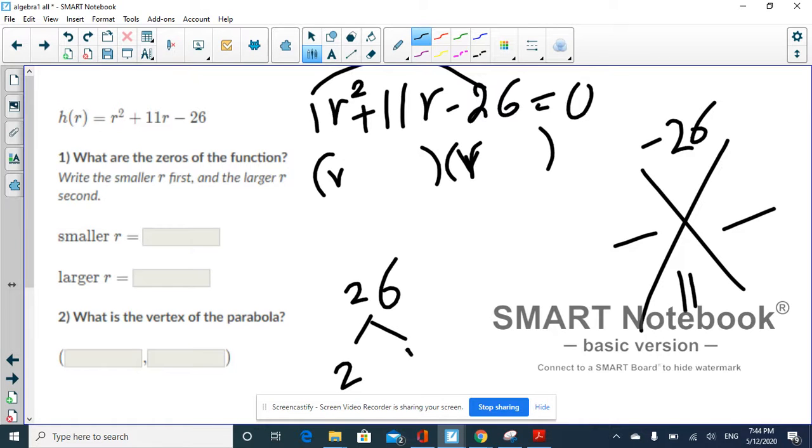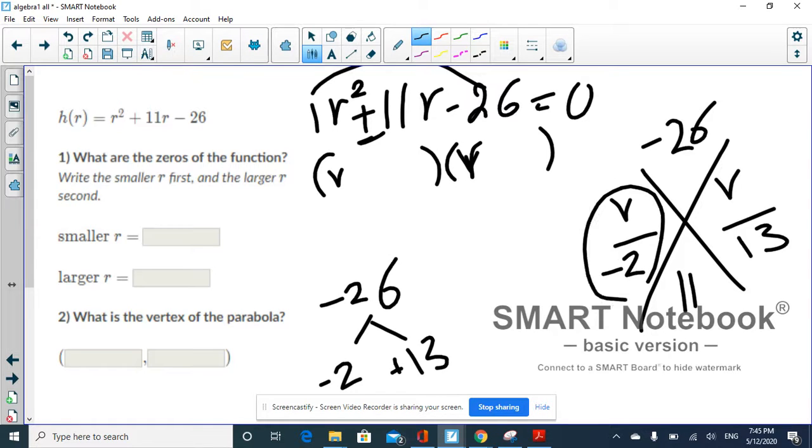2 times 13. Okay, 2 times 13 equal 26, but this is negative. That means one of them will be negative and one positive. Okay, the bigger one will be the same as the middle term. This is positive and this is negative. It means we have 13 and negative 2. If you multiply them, give you negative 26, and if you add them, give you 11. What is the variable? It's r. So the first will be r minus 2, and the second will be r plus 13.